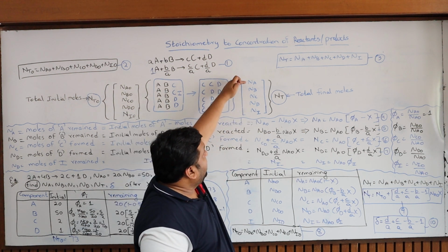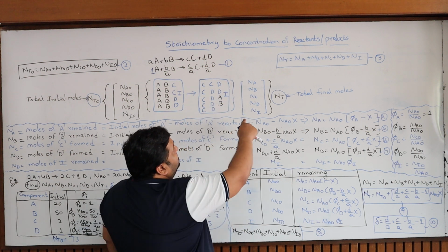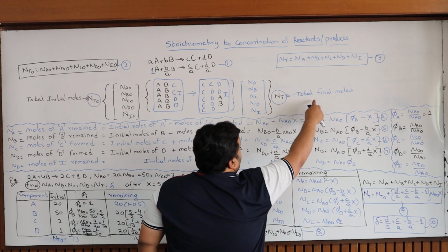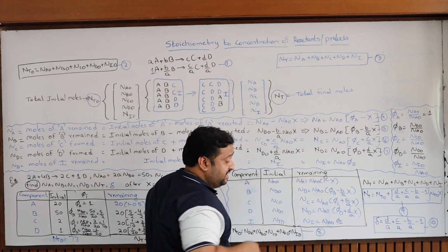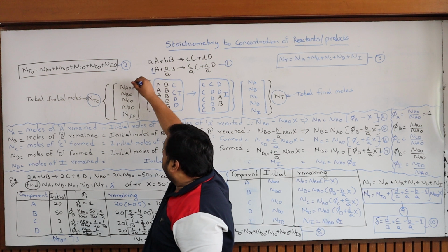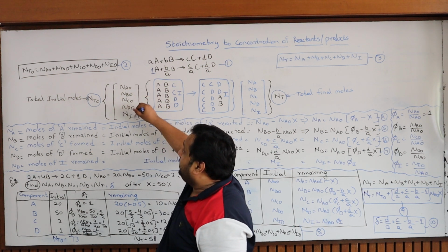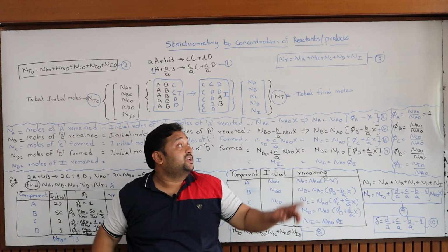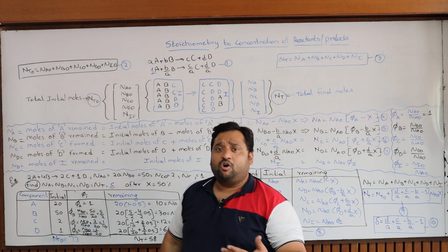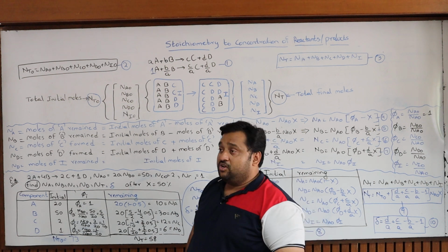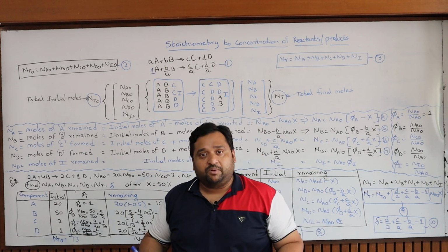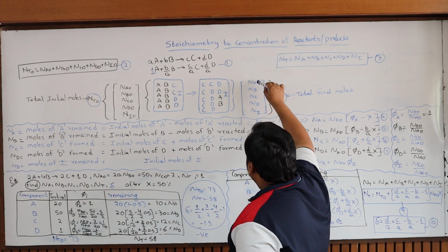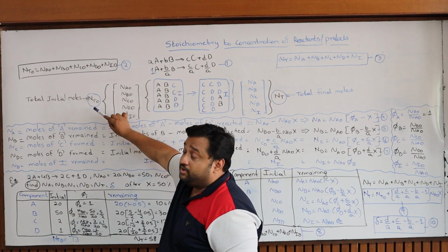After the reaction, if you sum all the moles of A, B, C, D and I, it becomes the total final moles, NT. If you sum all the initial moles of A, B, C, D and I, it becomes the total initial moles, NT0. This is a typical nomenclature. So let us think there is some reaction happened. Our objective is to find out Na. NT0 we know.